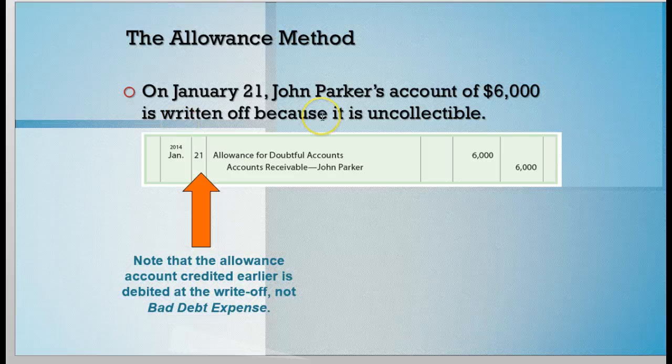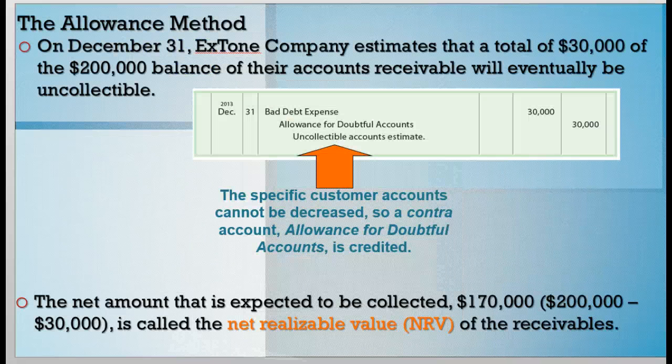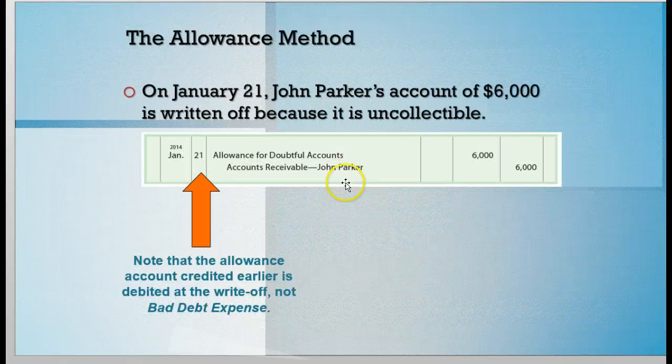So on January 21st, Mr. Parker's account is written off because it can't be collected. So instead of having to take it out and put it into bad debts, where did it go? I lost it, folks. How about here? There it is. So instead of going directly and putting it into our bad debts account, we've already got it there. It's already been taken care of. So now what we're going to do is start emptying out the allowance account. So we've taken $6,000 out of it and removed his account from accounts receivable.